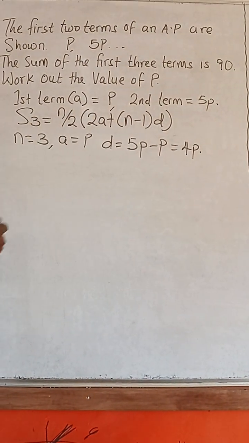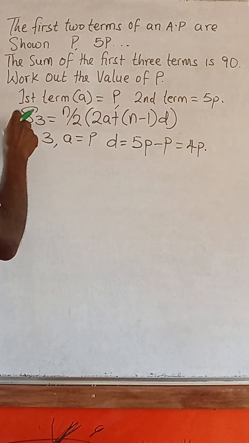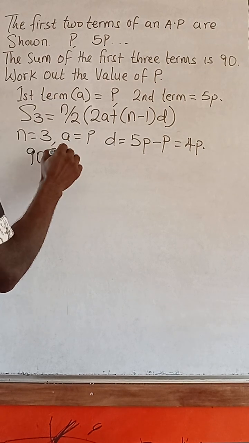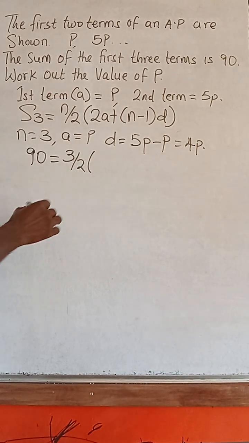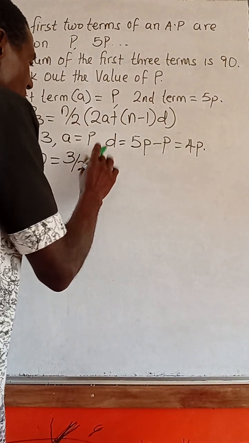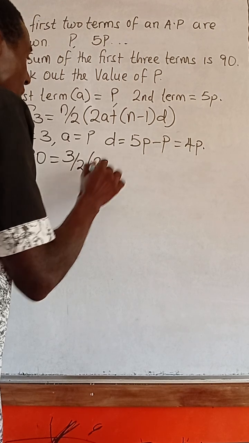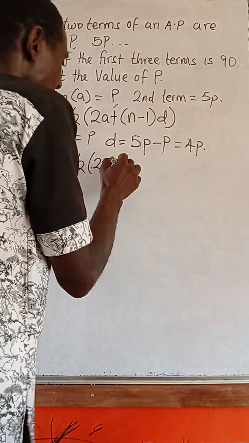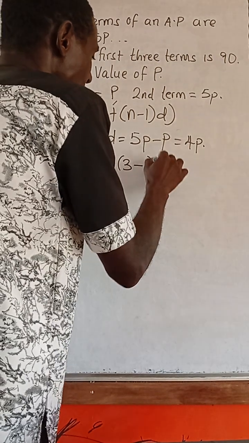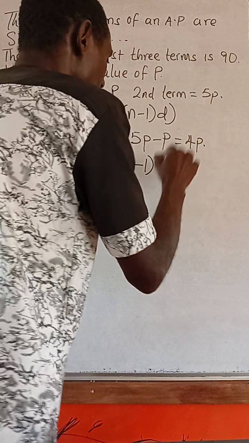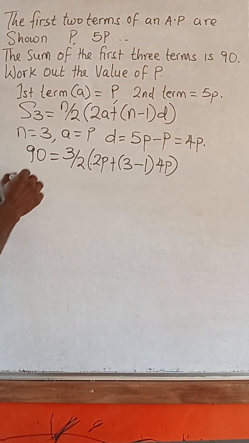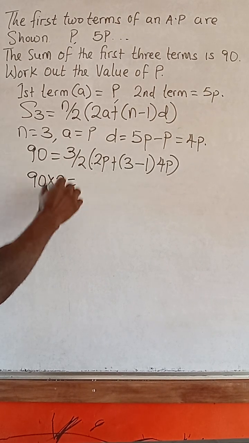Now let's put everything here. We are told the sum of the first three terms is 90. So our S3 will be, we have 90 equals n is 3, so we have 3 over 2 bracket open. Now a here is P, so we have 2P plus, our n is 3, so we have 3 minus 1, and the common difference is 4P. So close the bracket. If we cross multiply so that we can remove the 2, we multiply both sides by 2. So we have 90 times 2 equals 3.